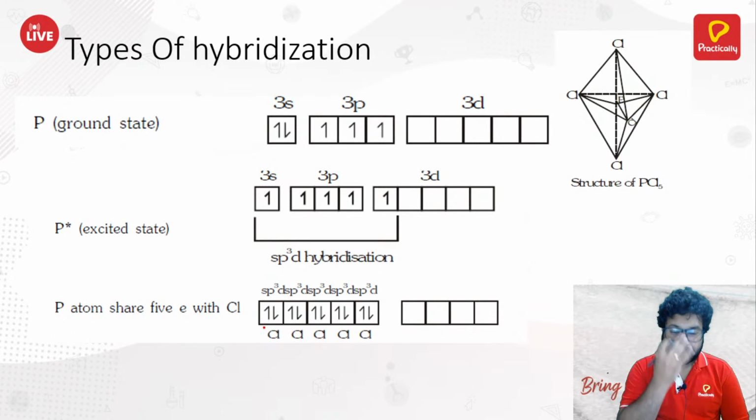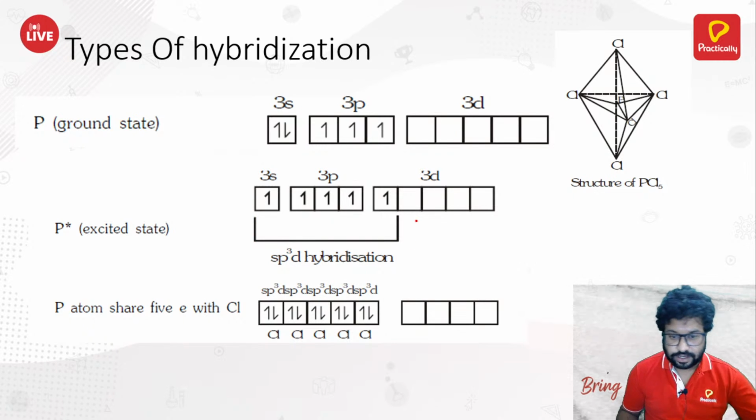Now let's see the next. This is the same thing which I was talking about. I told you this is the ground state. In the excited state, what happens? One of the electrons from the s gets promoted to d. Now you have 5 orbitals, and they give you sp3d hybridization.